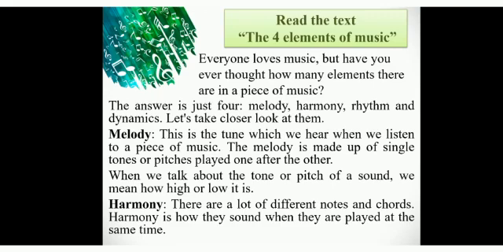And let's read the text, our new topic named the 4 elements of music. Let's begin. Everyone loves music, but have you ever thought how many elements there are in a piece of music? The answer is just 4: melody, harmony, rhythm, and dynamics. Let's take a closer look at them. Melody. This is the tune which we hear when we listen to a piece of music. The melody is made up of single tones or pitches played one after the other.